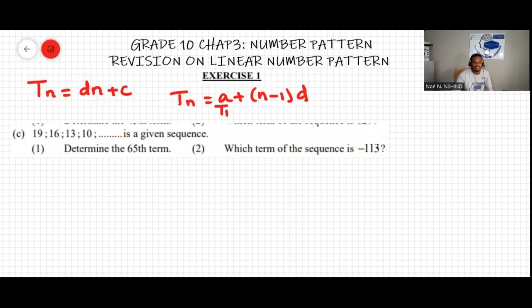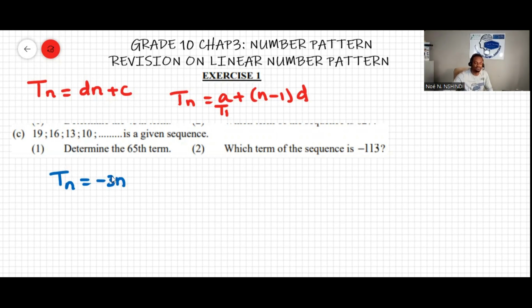The question says that 19, 16, 13, 10 is a given sequence. Determine the 65th term. Which term of the sequence is negative 113? So over here, we will notice first what's the constant difference. The constant difference is negative 3, so I say Tn equal to negative 3n. Now, if you have negative 3, we need to get 19.